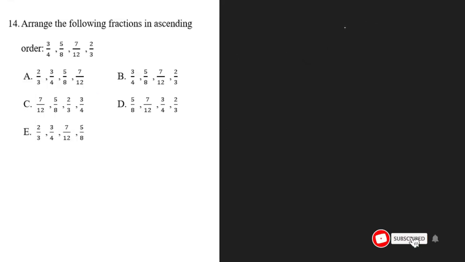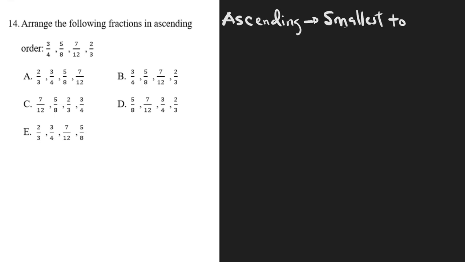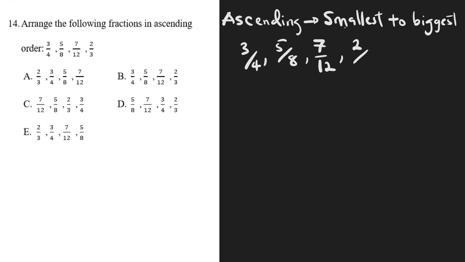Alright, question 14 says arrange the following fractions in ascending order. What is the meaning of ascending order? Ascending means from the smallest to the biggest, right? So we're going to arrange it from smallest to the biggest. We have 3 over 4, 5 over 8, 7 over 12, and 2 over 3.